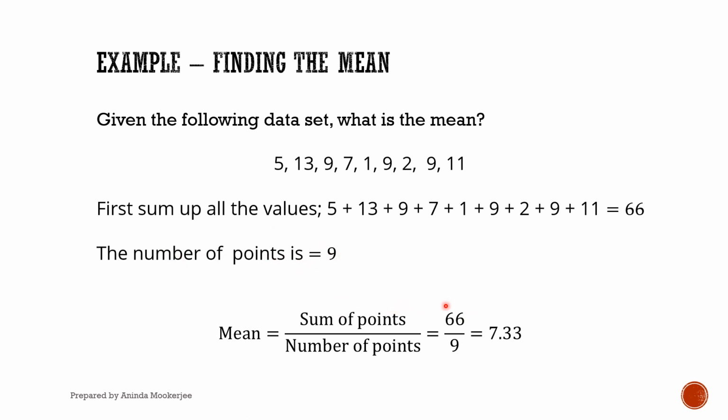So we just plug in these values. The sum of the data points is 66, which we found from step 1, and the n is 9. So 66 divided by 9 is 7.33.